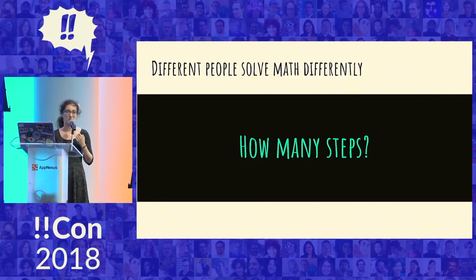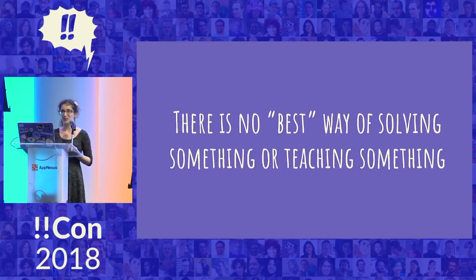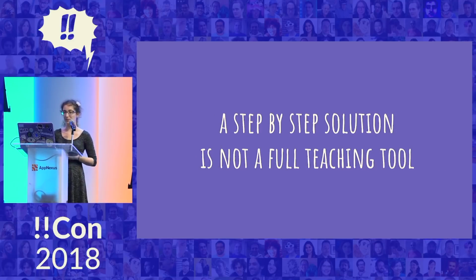For other people, they might just be kind of bored if you show them a bunch of steps and they already know how most of that works. So how many steps you show depends on the problem, but it also depends on the person, and this algorithm doesn't take the input of the person, and that's a hard problem. There's no best way of solving something, and there's no best way of teaching something, and MathSteps is like, here's the way we do it, which is how the algorithm was designed, but it means it's not perfect.